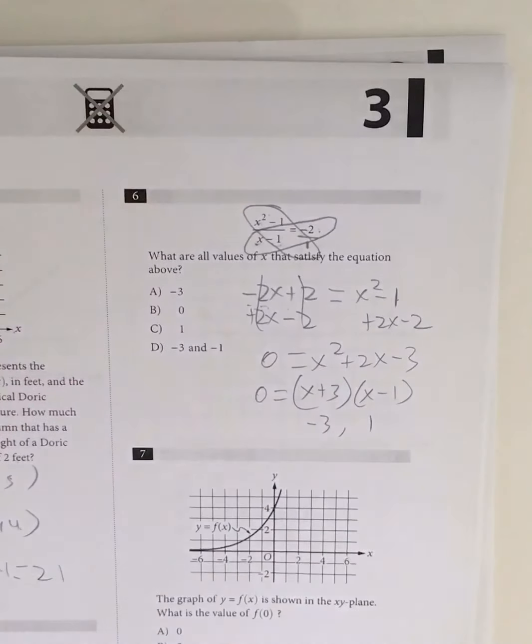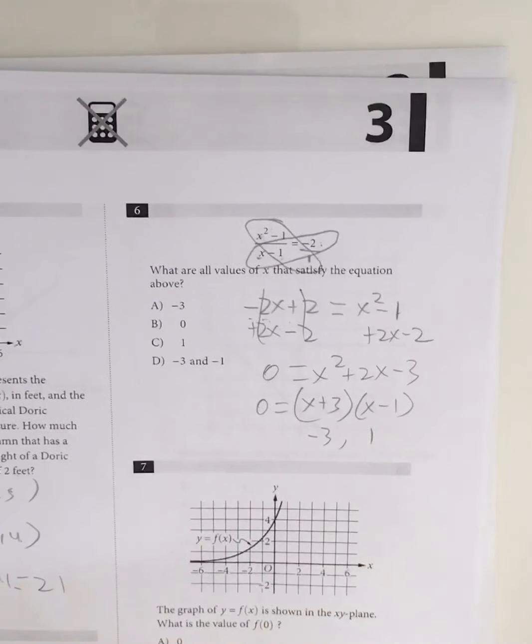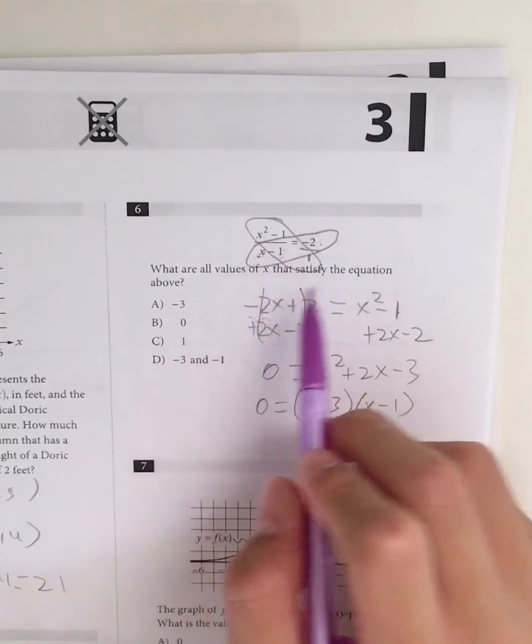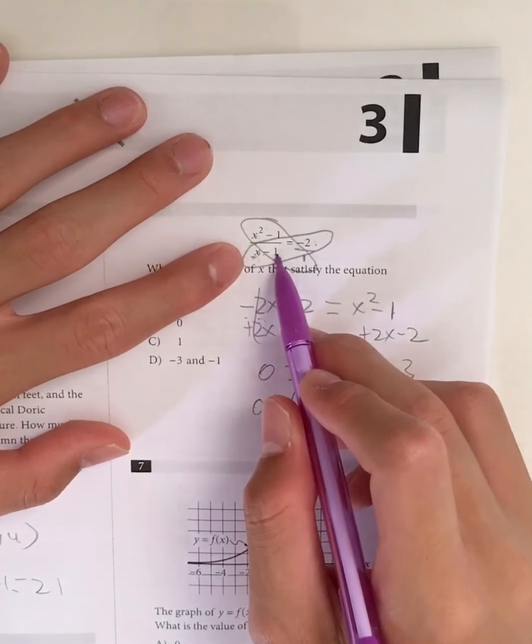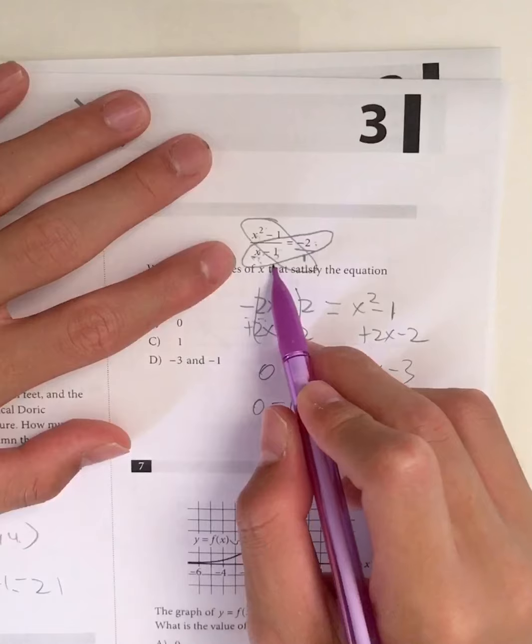But be careful there, because that's not going to be your answer, right? So the value of 1 cannot be it, because 1 minus 1 in this equation, as you guys can see right here, is going to be 0.